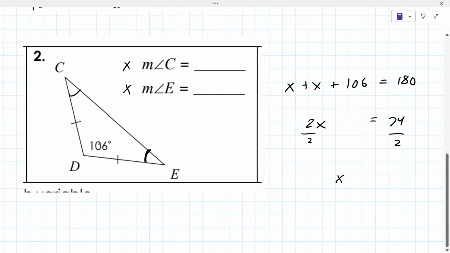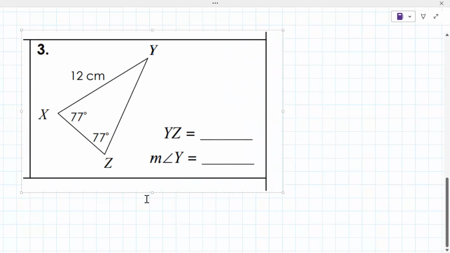Got it. Okay, I got it. All right. So that's C, that's E. Let's see if you can do number three, just the angle part on your own. I'll talk about the side part, although it might be clear. What is the measure of angle Y up here?